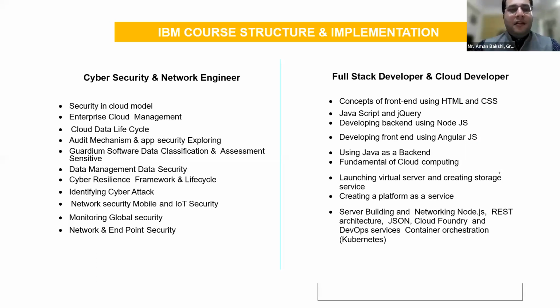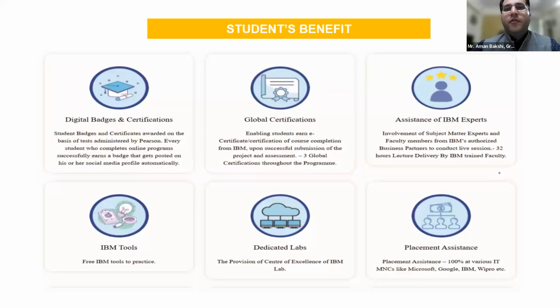Then let's talk about some of the benefits for the students. First of all, you will be getting digital badges and certification. This will be globally valid. As I have told you, we have a presence in over 177 countries and more. So everywhere, if you want to explore your expertise, you can go and get a job. Global certifications are a part of this academic curriculum. You will be getting globally valid certifications from IBM.